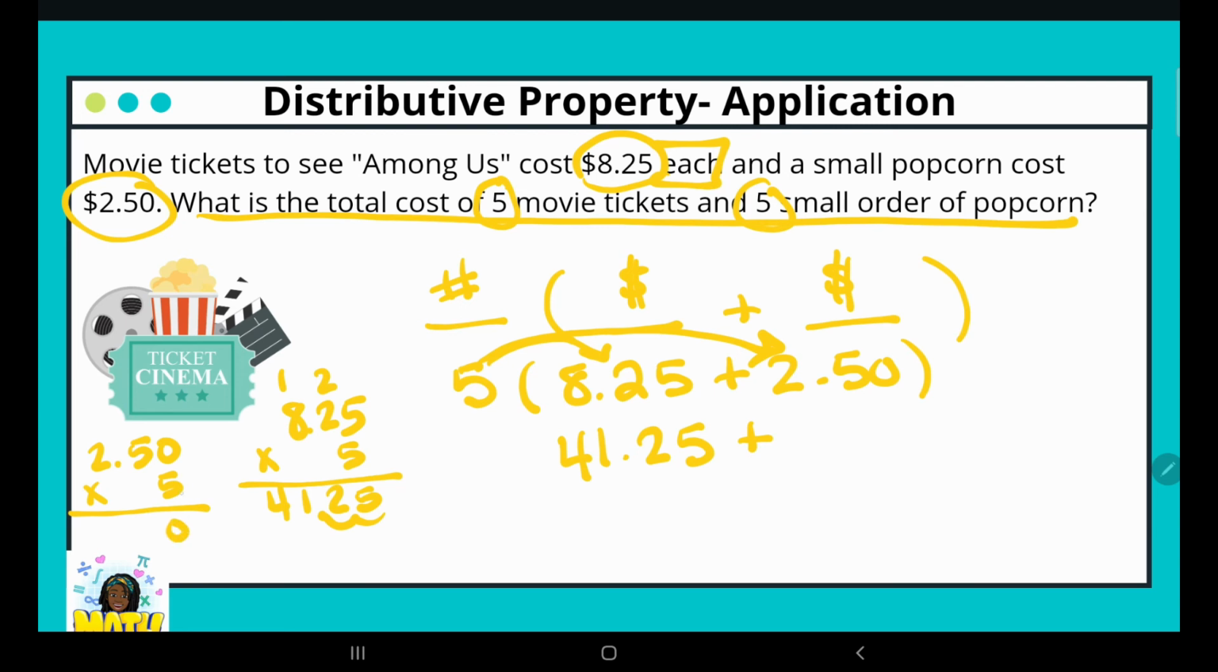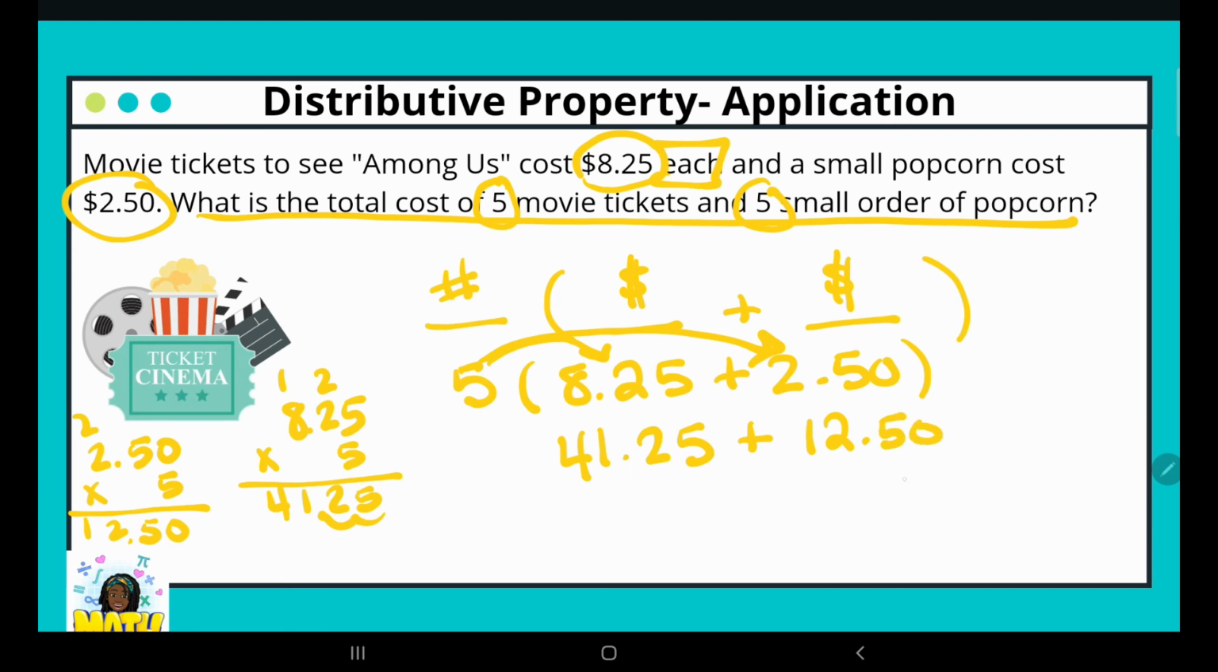Now let's go ahead and multiply $2.50 times 5. 5 times 0 is 0. 5 times 5 is 25. 5 times 2 is 10, plus 2 is 12. Same thing, I have 2 decimal places, so I'm going to count that in my answer for $12.50.